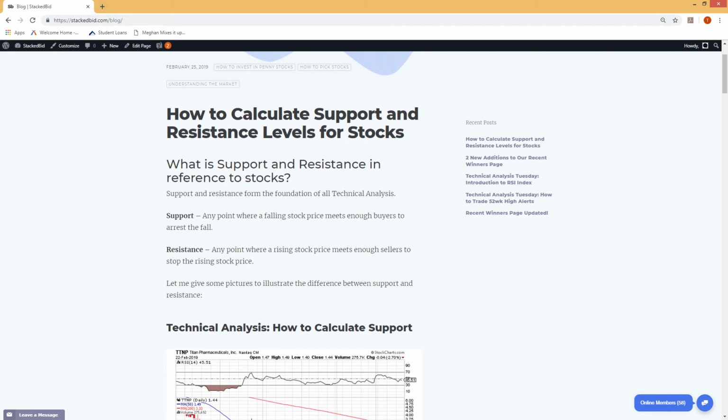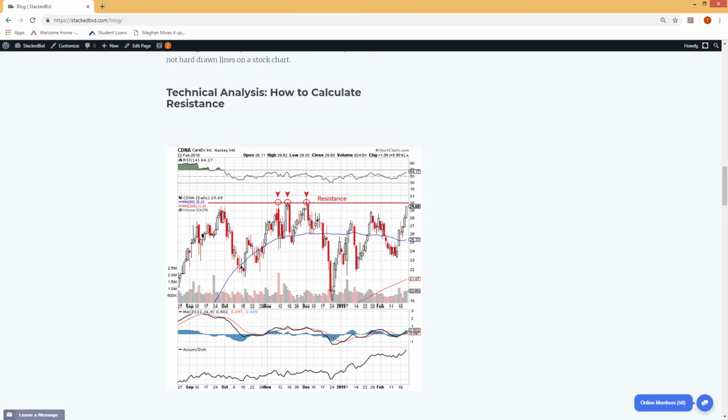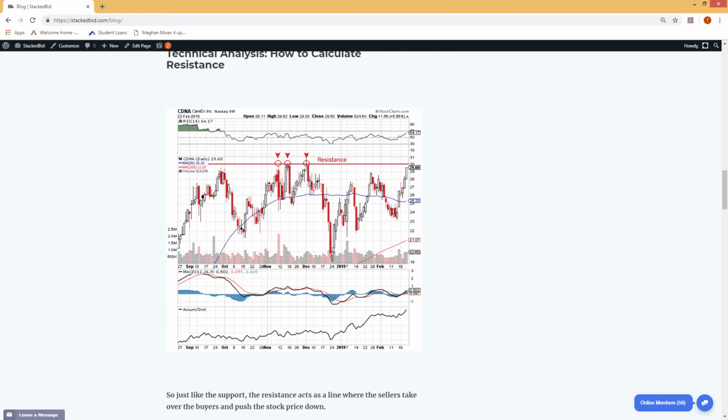Now we're going to go over resistance, and this is any point where a rising stock price meets enough sellers to stop the rising stock price. It's the complete opposite of support. Instead of holding a falling stock price up, it is pushing a rising stock price down. On the blog post you can see a chart that we show, really solidifying the resistance. What is resistance?